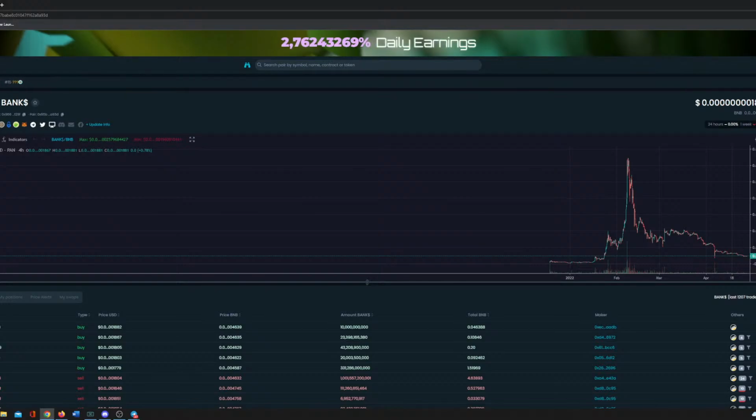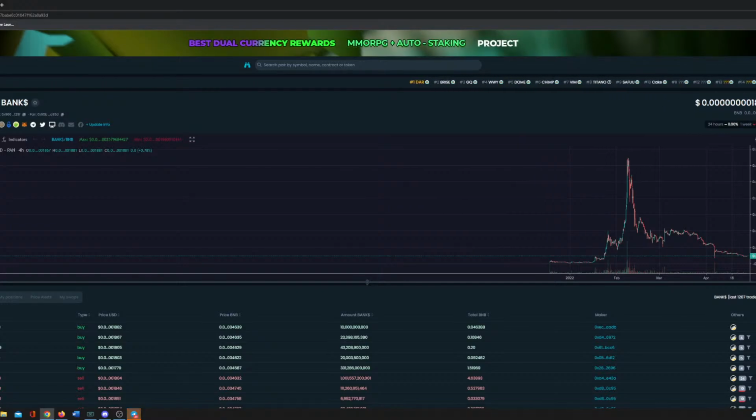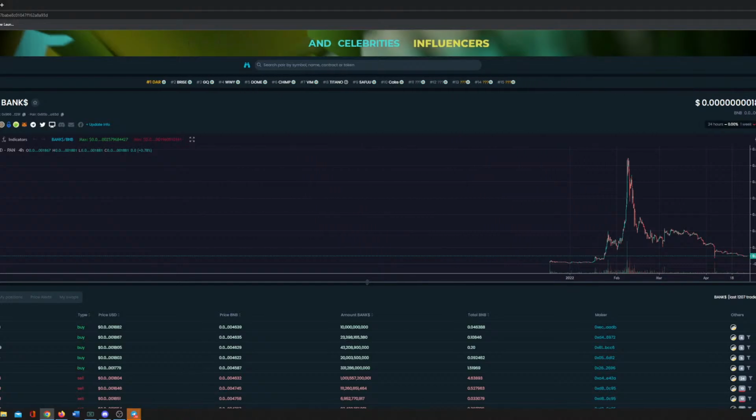The important part here is the pooled wrapped BNB. Basically our token is paired with BNB directly. So if BNB rises in price, you will see our chart rising with it automatically because our liquidity is increasing. If you see BNB falling, you will see the counterpart happening as well.